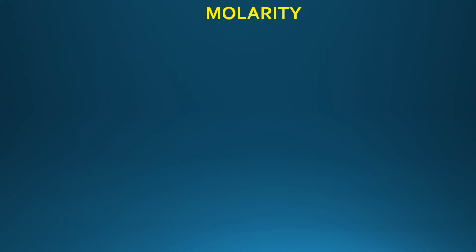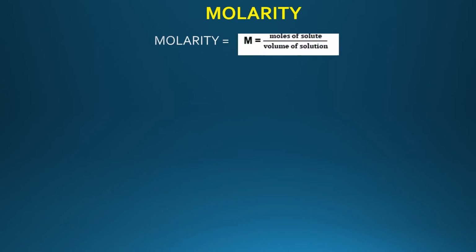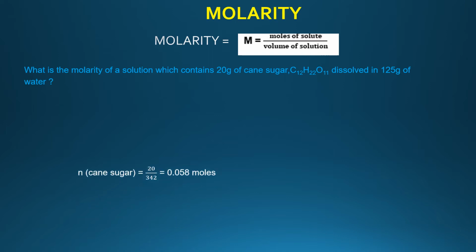Molarity is one of the expressions of solutions where the moles of solute are divided by the volume of the solution. Let's look at an example. Here we have 20 grams of cane sugar dissolved in 125 grams of water. So when we have to find the molarity of the solution, this is what we get. We will find the moles of cane sugar, which is 0.058 moles.